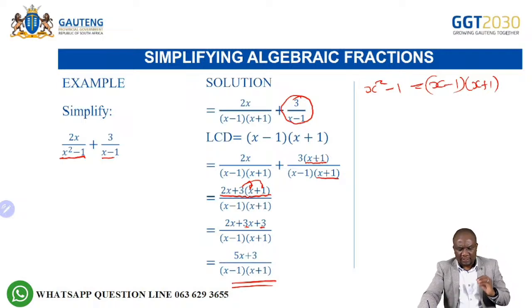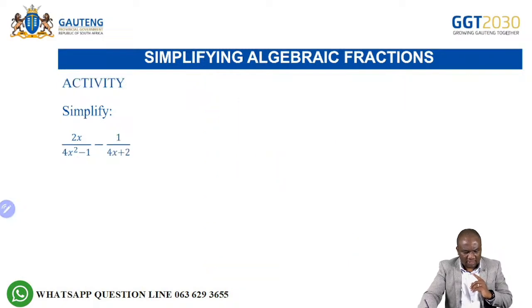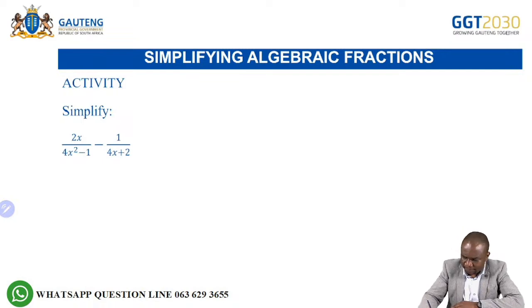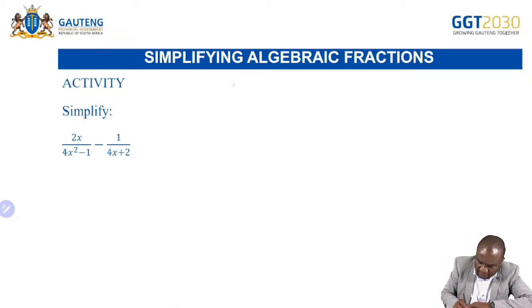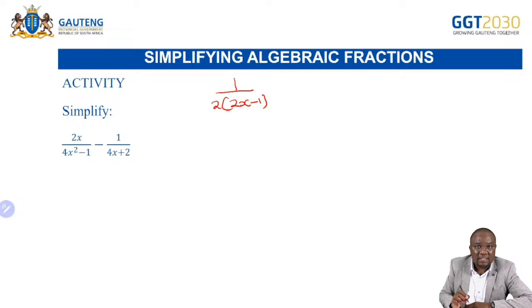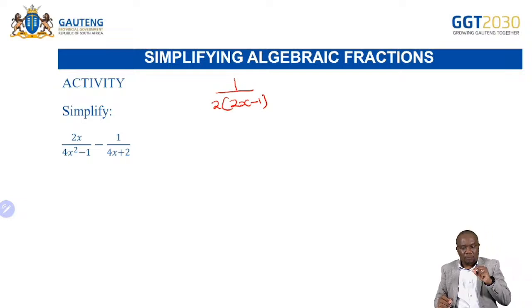Time is up, but I want you to write this one. This is your homework. The answer that you must get, let me check my answer, you must get this answer, 1 over 2x minus 1. You're working towards that answer. You must get that answer. Just copy it for 1 minute.